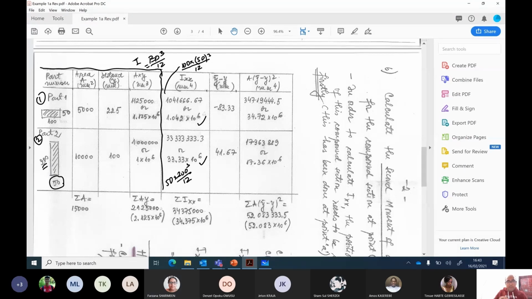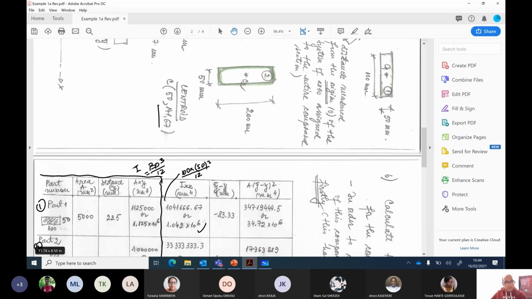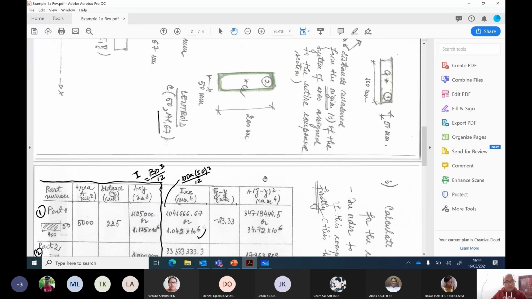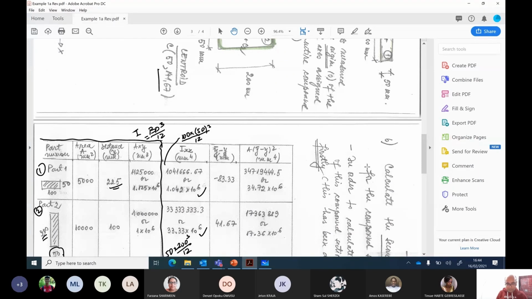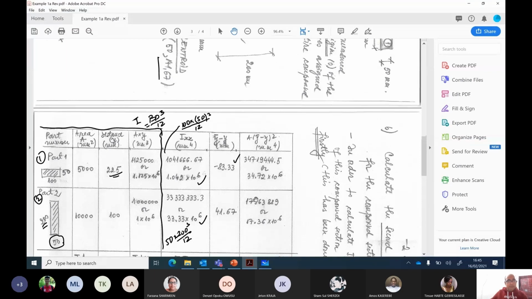Then I need to find y bar minus y. Our y bar was this value, 141.67. Y means y1, the distance from the center of this shape to the bottom, which is 225. So 141.67 minus 225 gives minus 83.3. And for the second one, it would be 141.67 take away 100. So 41.67, this is fine as well.